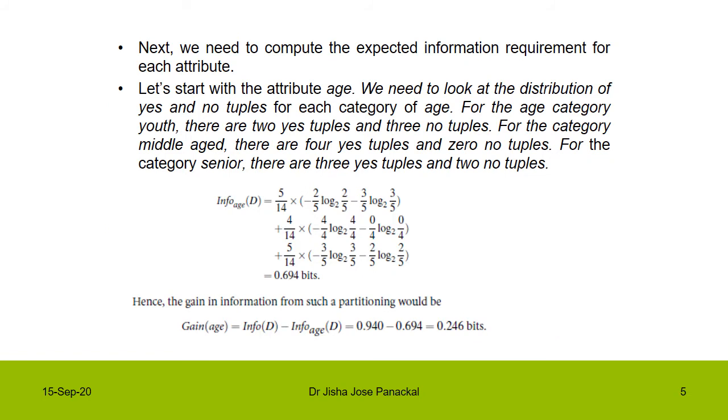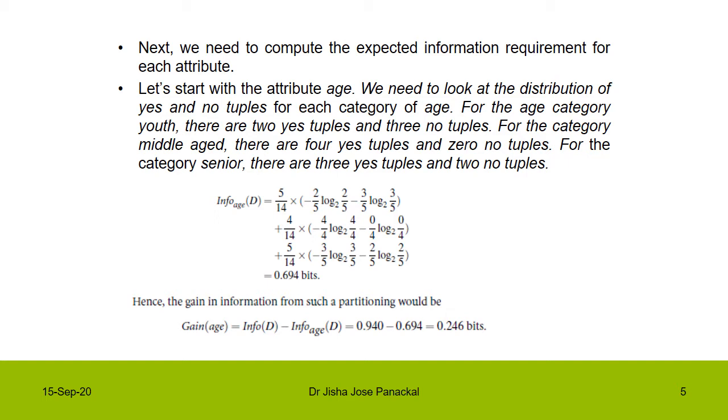Then we have to calculate the info of D on each attribute. First, we are seeing the info of age on this particular D. Age is divided into three categories: youth, middle-aged and senior. We have 5 tuples with age attribute youth, 4 tuples with middle-aged and 5 tuples with senior category. So that is represented here as 5 by the total number of tuples, that is 14.